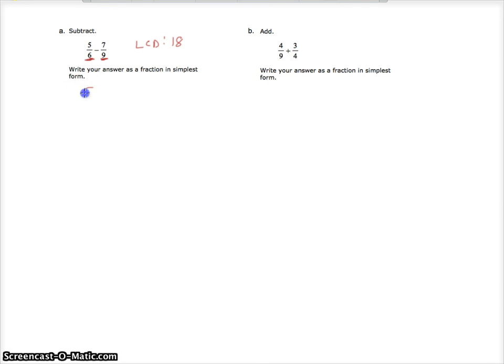So I'm going to set up my vertical math. 5/6 minus 7/9 is going to equal something over 18 minus something else over 18. To get from 6 to 18, I need to multiply by 3. So I must do that to the top. Whatever I do to the bottom, I've got to do to the top. So it's like mirroring over the fraction bar. 5 times 3 is 18? No, it's not. It's 15.